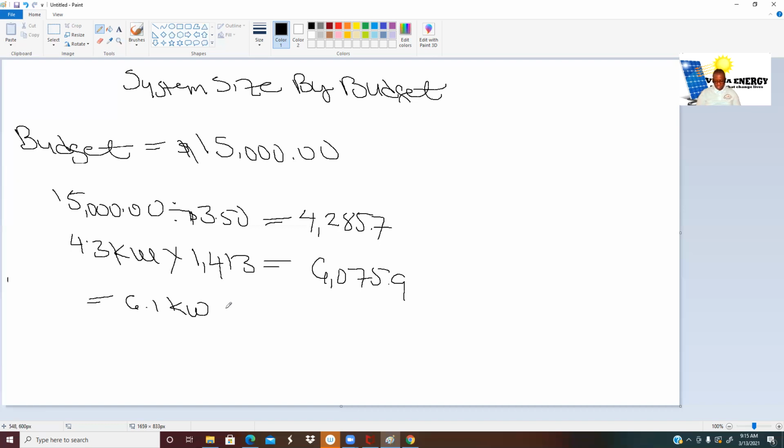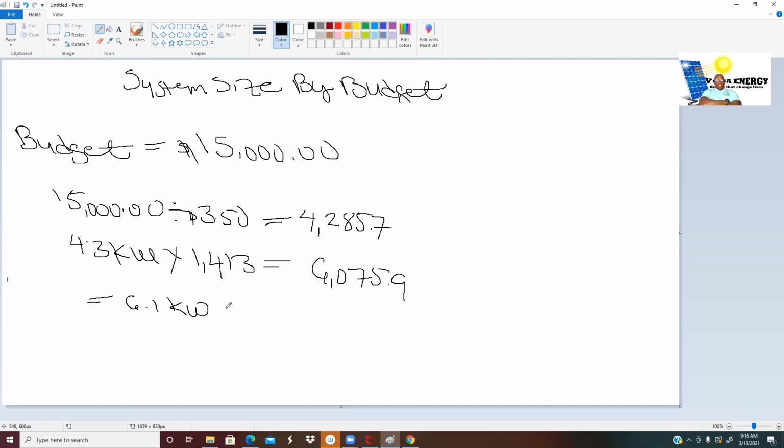A 6.1 kilowatt system at 15 grand. So right there we know what our installation cost is. Our installation cost is $3.50 a watt. Doesn't matter what solar panel you use, that's the installation cost for our company, $3.50. So the customer budget is 15 grand, and you're going to be able to get a 6.1 kilowatt system.